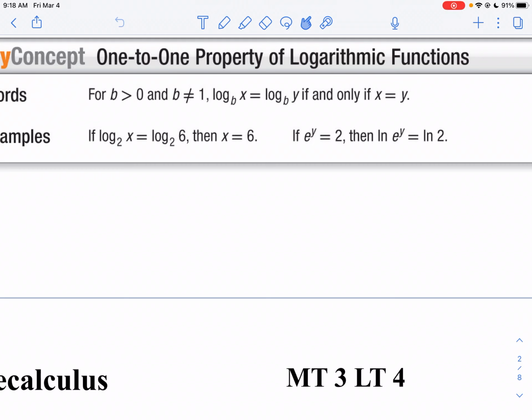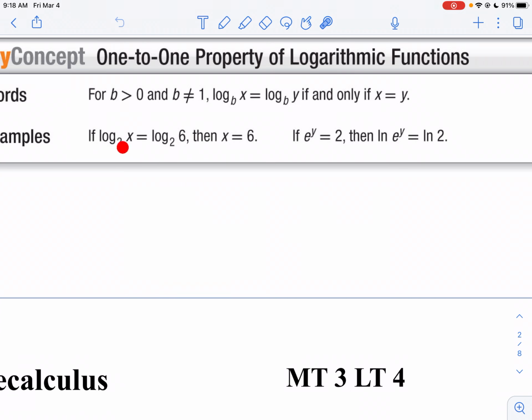Here we have the one-to-one log properties of logarithmic functions. It's very simple, similar to exponentials. And what it says is, if I have the log of something equals the log of the same base of something, well, then my arguments are the same. Then I can say x equals 6.